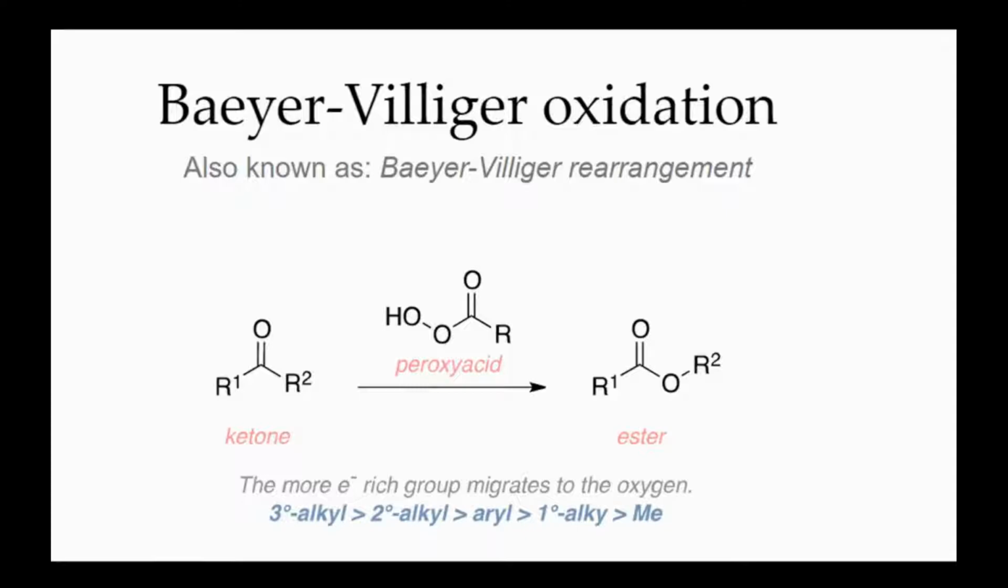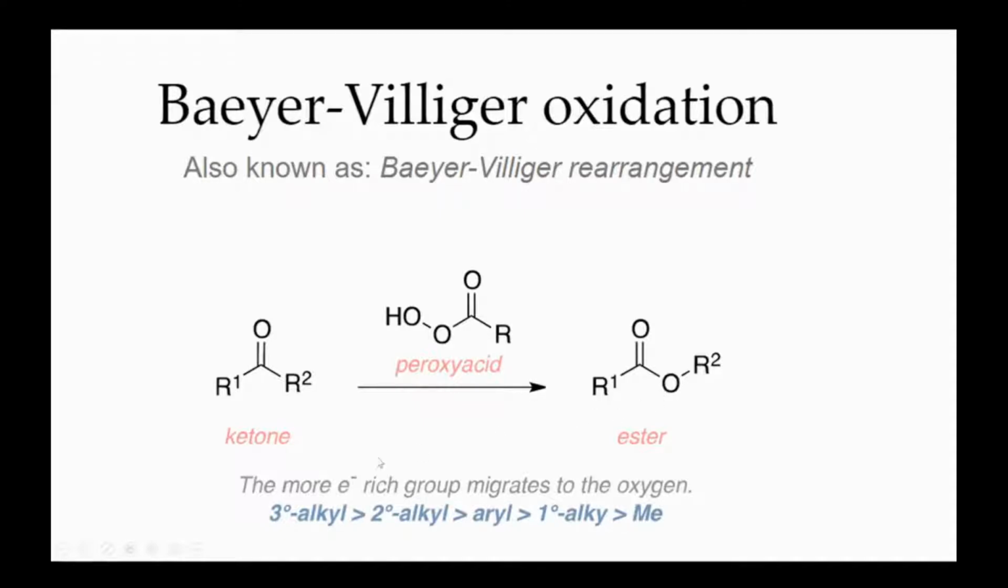So peroxyacid is something which contains an extra oxygen. As you can see, if there was no this oxygen, that would be a normal carboxylic acid, but if we add one extra oxygen, that's why we are calling it peroxyacid. So what happens is your starting material is a ketone and you are reacting this ketone with peroxyacid. This oxygen is transferred to this ketone and you get the ester functionality.